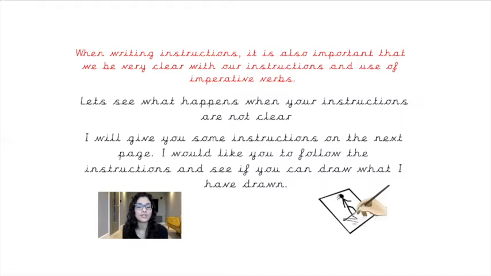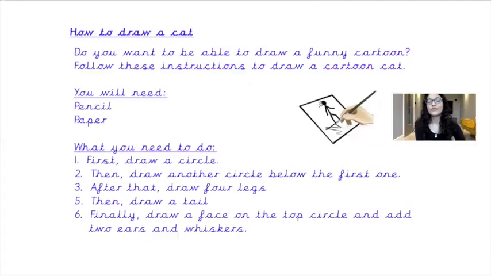So let's see what happens when your instructions are not clear. I'm going to give you some instructions now on the next page. And what I would like for you to do is to follow the instructions and see if you can draw what I have drawn. So the set of instructions is for drawing a cat. Do you want to be able to draw a funny cartoon? Follow these instructions to draw a cartoon cat. So I would like for you now to follow my instructions. You will need a pencil and a piece of paper.